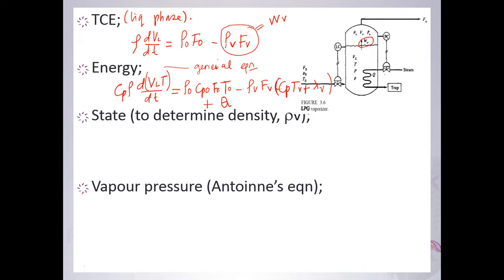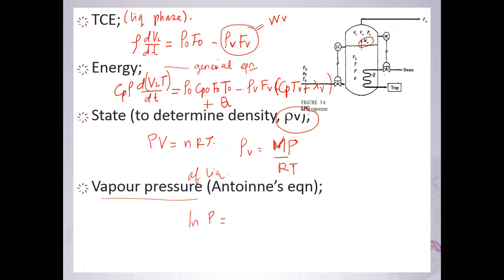Then, do you remember that you have to determine the density? Since ideal gas is assumed in this case, the perfect gas law is used, so PV equals nRT. So your density of vapor is equal to M P over RT. And the Antoine's equation, remember you have to find the vapor pressure of the liquid. Log P equals A over T plus B. Everything is in your textbook.